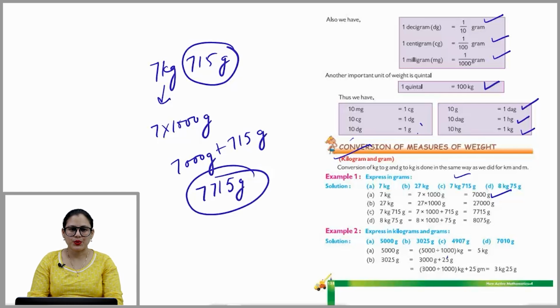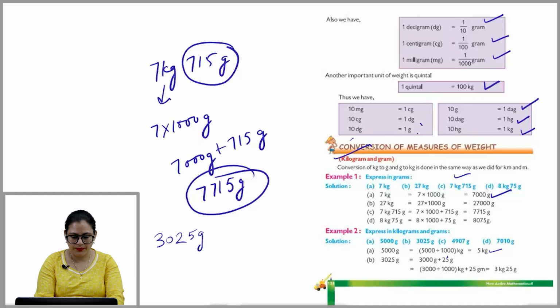Okay. Example 2, express in kilograms and grams. In this case, you will divide by 1000. So when you divide 5000 by 1000, the answer is 5 kilogram. And when you divide 3025 gram by 1000, what will you get? Okay, see, there are 3 zeros. So the last 3 digits show gram, which is 25 gram, and the remaining numeral shows the kilogram.